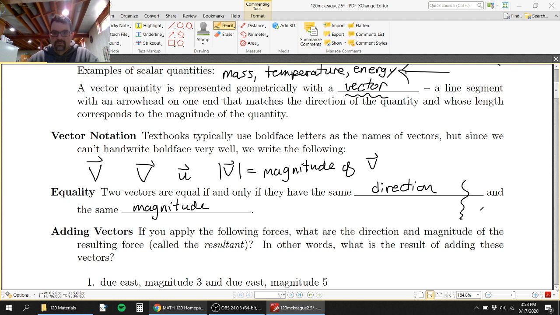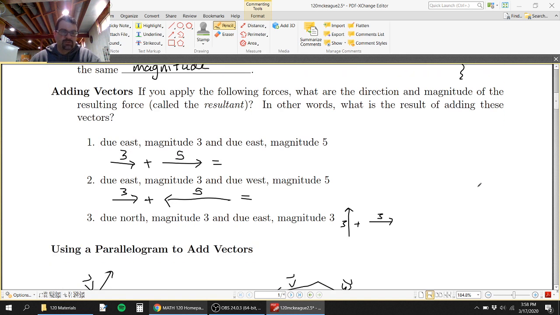Hopefully this makes sense. Two vectors are equal if they point in the same direction and have the same magnitude. All right. Now, vectors are sort of new mathematical beasts, and we can do some operations with them, and one of the things we can do is add them together. So, a couple of examples here.